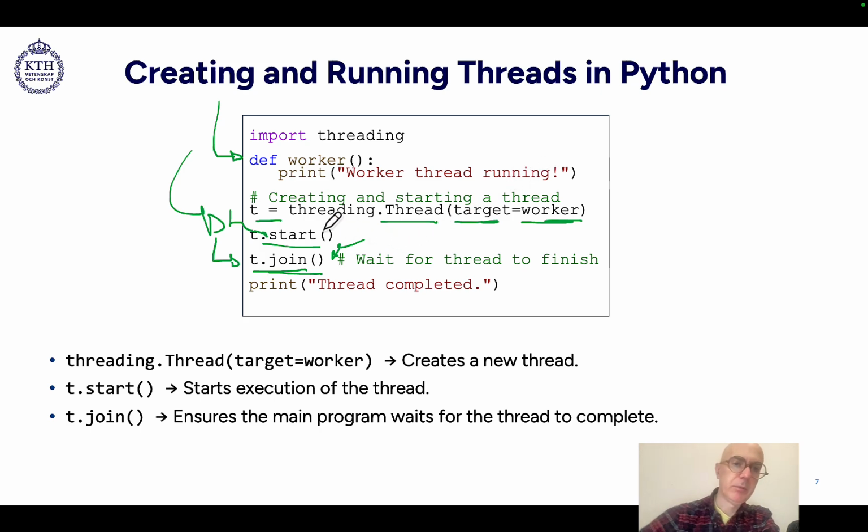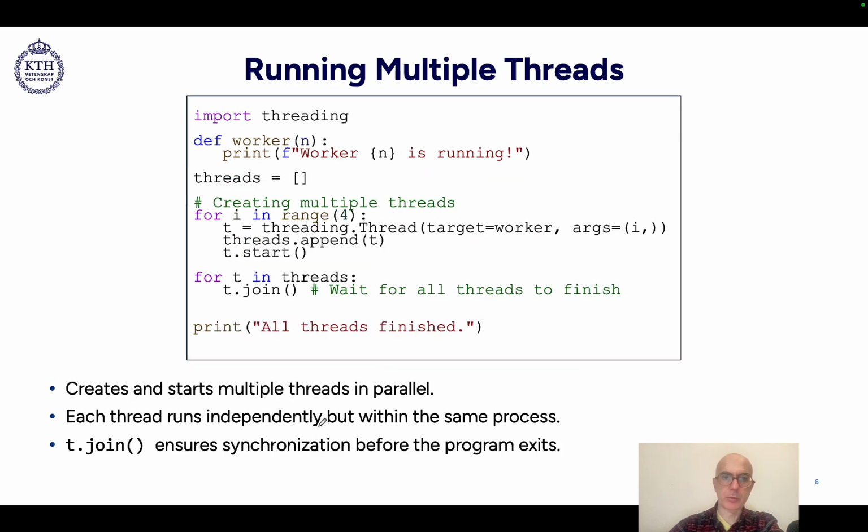So here we spawn one thread, and as soon as the thread task is finished, we can make progress. Here we basically wait until it's finished. So we create a new threading.Thread, and we define the task as a function, giving target equal to worker. We start the execution of the thread, and then we join the thread. This ensures the main program waits for the thread to complete.